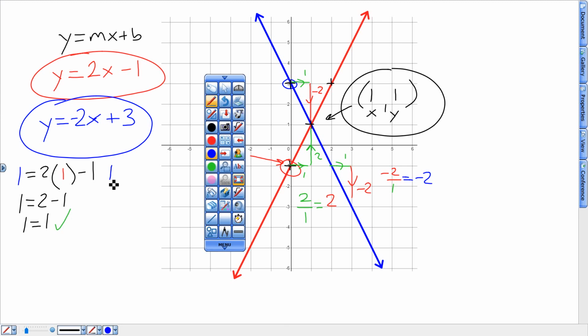1. Got that negative 2 right there. In that X spot, plug 1. And that gives me 1, negative 2. And that gives me 1 equals 1. That is true. All right, let's move on.